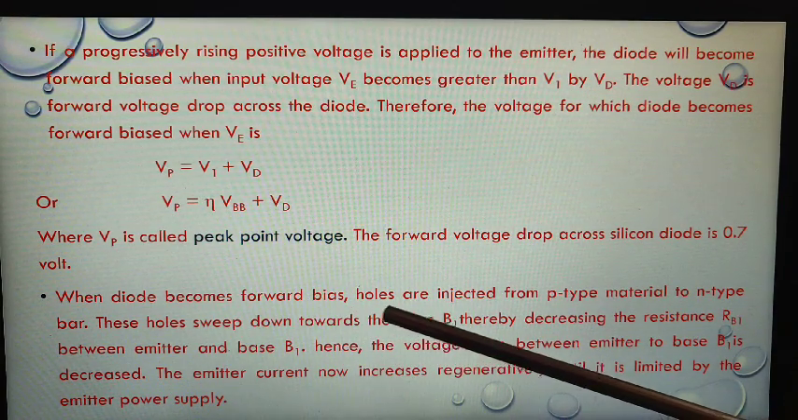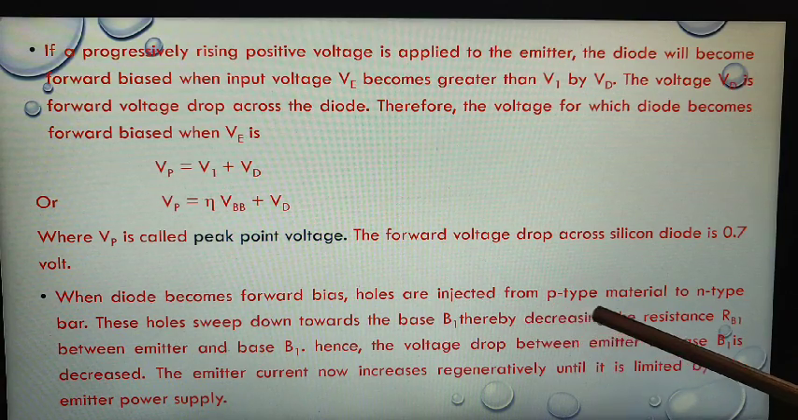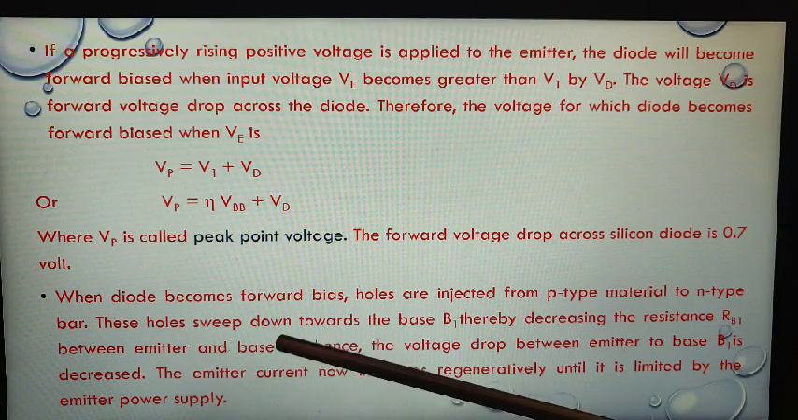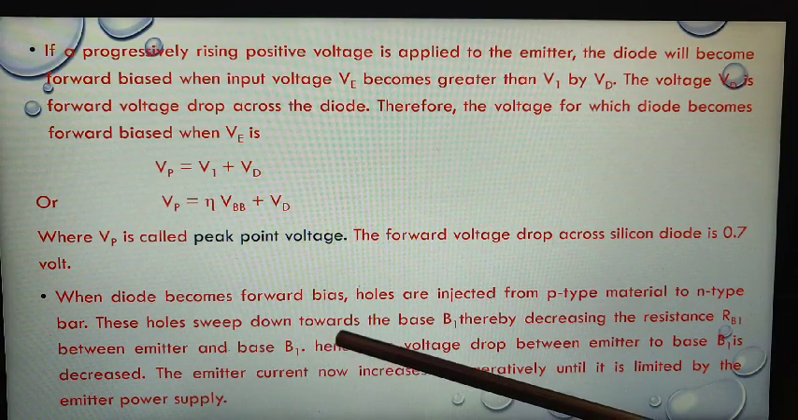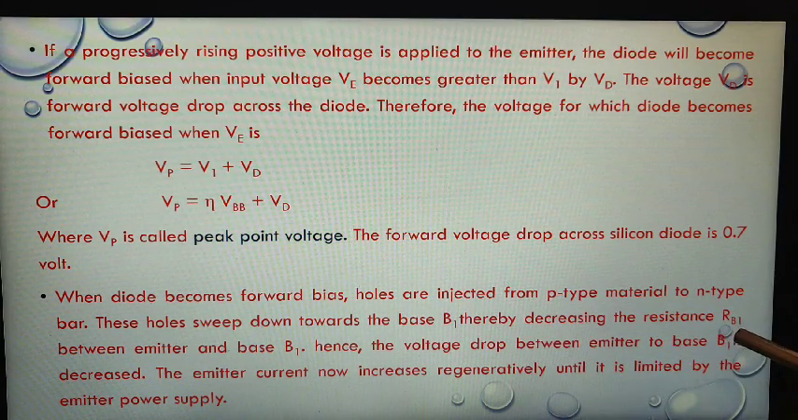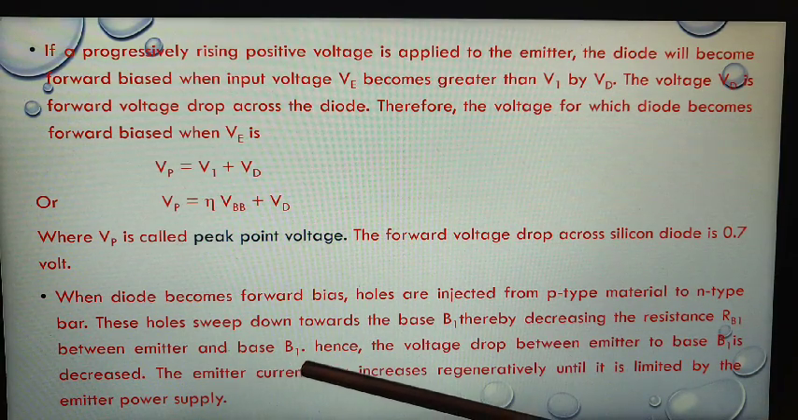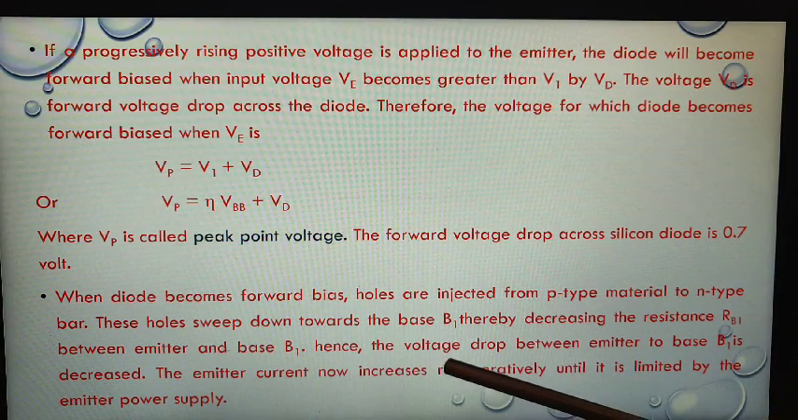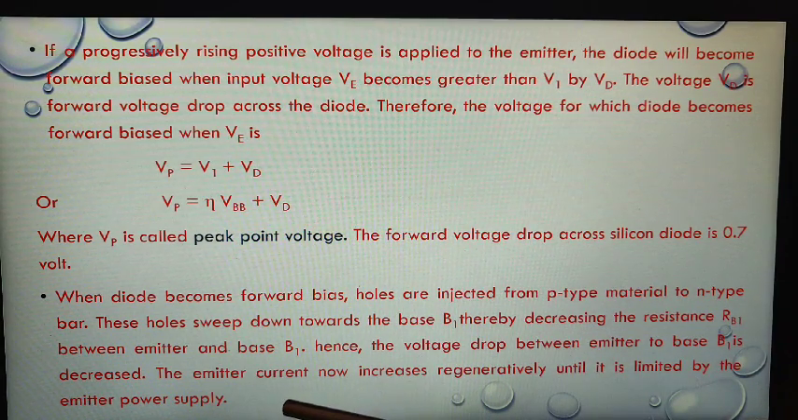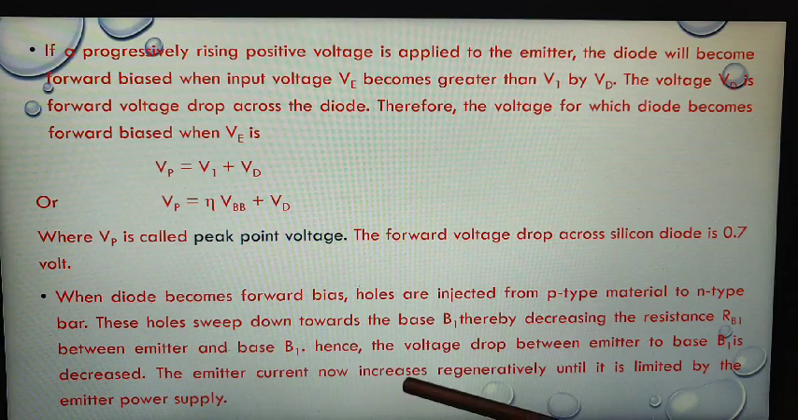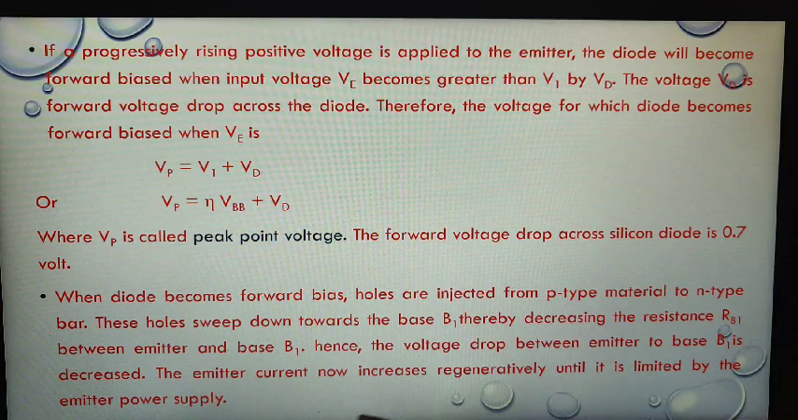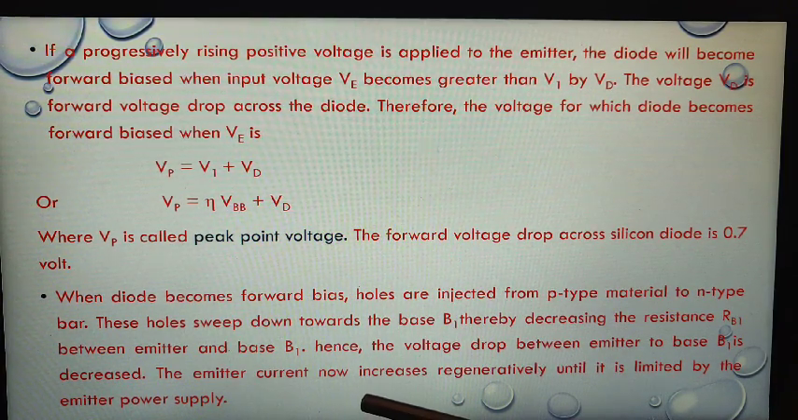When the diode becomes forward biased, holes are injected from the P-type material to the N-type bar. These holes sweep down toward the base B1, thereby decreasing the resistance RB1 between emitter and base B1. Hence, the voltage drop between emitter and base B1 is decreased. The emitter current now increases regeneratively until it is limited by the emitter power supply.